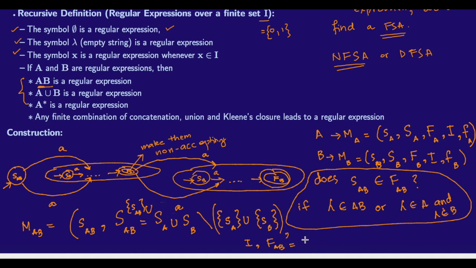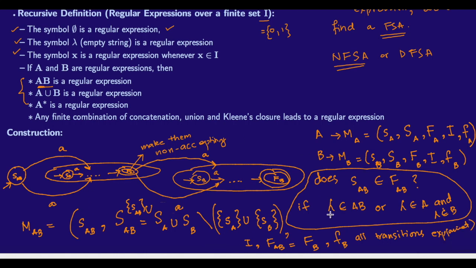The final states FAB is equal to FB, because we are doing the concatenation of AB, so B will be responsible for finishing or accepting a string. And FAB has all the transitions which we have explained in the diagram.